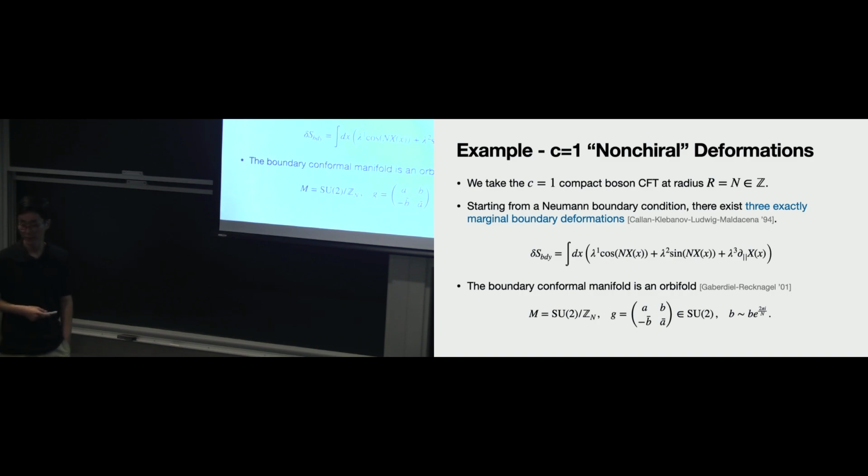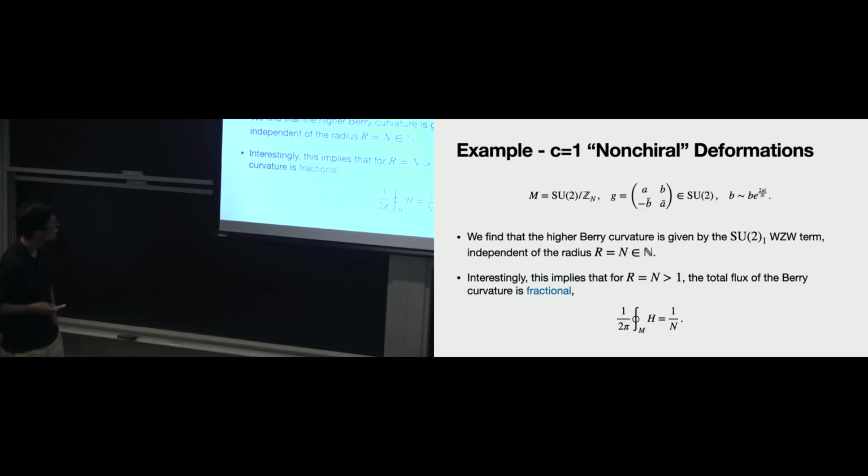And one thing to notice in this example is that this Z_n action has a fixed point, and after quotient, it introduces some orbifold singularity. So we computed the higher Berry curvature in this example, and we find that it's given by the SU(2) level 1 Wess-Zumino-Witten term, independent of the radius r. So what this tells us is that if we integrate this higher Berry curvature along the entire conformal manifold M, then we get a fractional number, which is 1 over n. So somehow the quantization of the Berry flux is violated in this example. And it seems to be related to the fact that there is a singularity in the boundary conformal manifold.